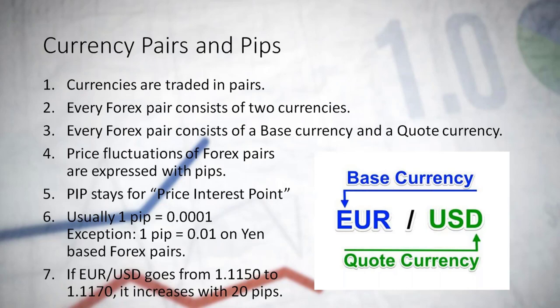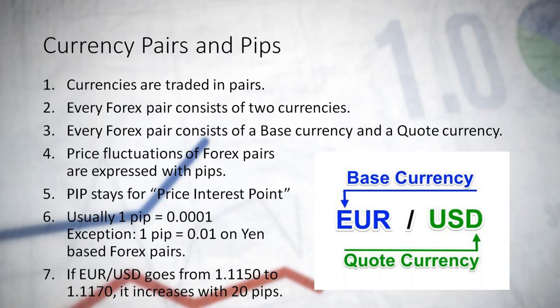Every pair consists of two currencies. And every forex pair consists of a base currency and a quote currency. The base currency is the first one that comes into the pair, as in the example of the picture you see to the right. For example, in the euro dollar forex pair, the base currency is the euro, and the quote currency is the American dollar. And the euro dollar forex pair means what is the price of the euro in dollars.